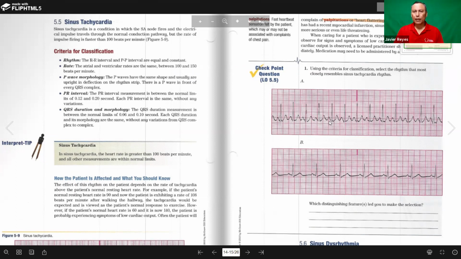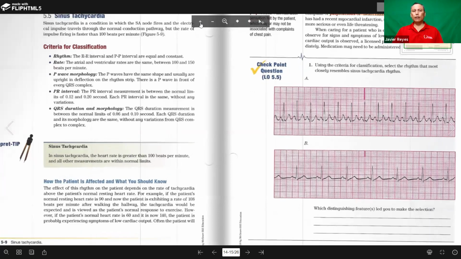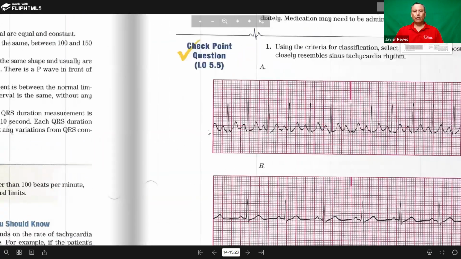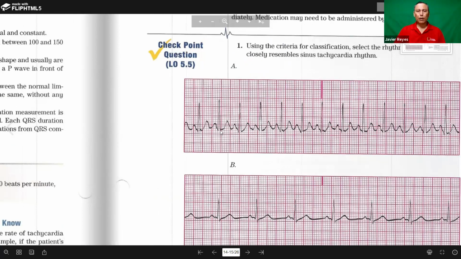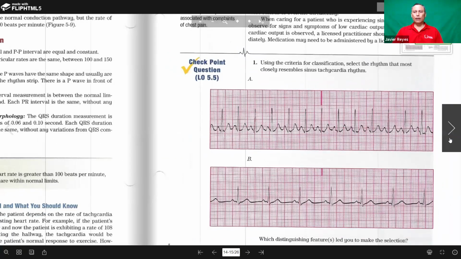Remember, this is where the calipers come in handy. Measure one, and they have to be about the same. And then lastly, your QRS duration and morphology. Are all the QRSs looking the same? Well, yeah, they all kind of look the same, and they're very narrow, about 1.5 or 2 little squares, 0.08. So if the QRSs and morphology are all the same, then you have a sinus tachycardia. That's it. Any questions on sinus tachy, ladies?